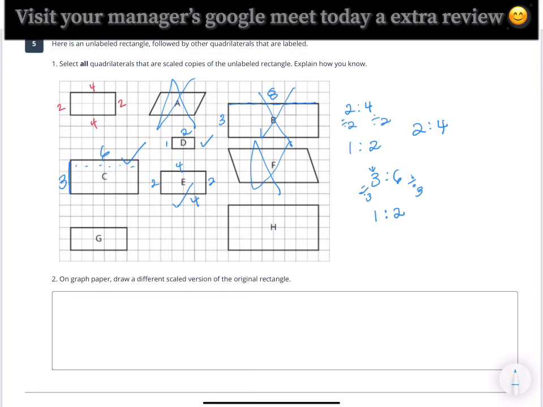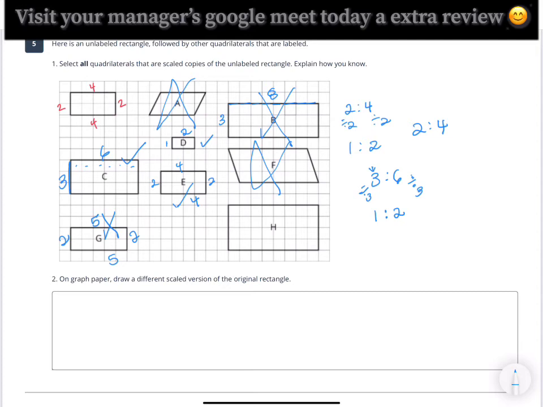And then on G, it says 2, 5, 2, 5. And judging from the original rectangle, this is wider, and this would not be considered a scale copy.